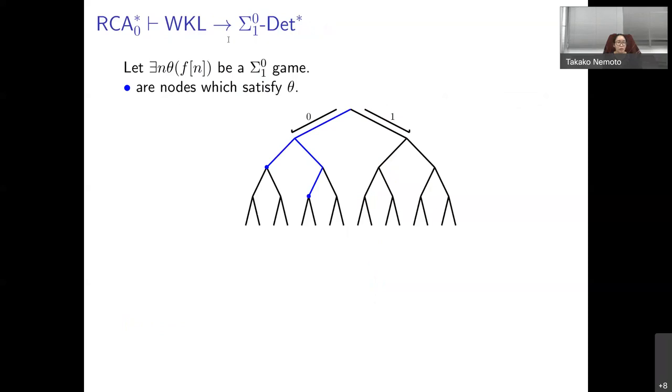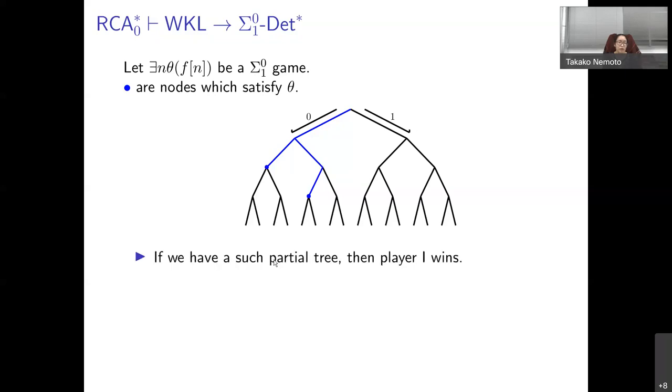For the implication from WKL to sigma zero one determinacy, let there exist n such that theta of Fn, where theta Fn is a sigma zero one game. Then this part is a pi zero zero statement, and it refers only to an initial segment of F that can be coded as a natural number. And this is just an initial segment of infinite binary sequences, so such elements can be plotted on the binary tree like this.